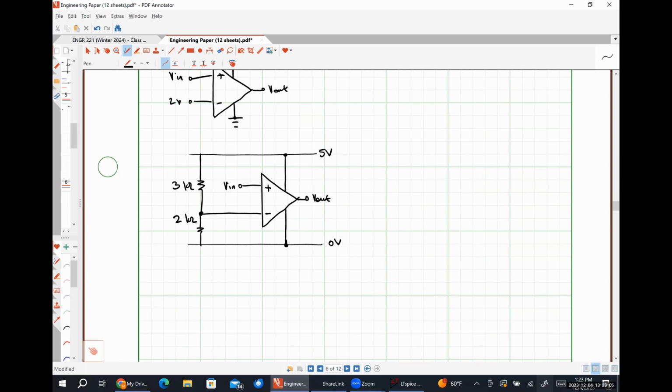Let me get a different color marker out. So I'm going to call this node X.